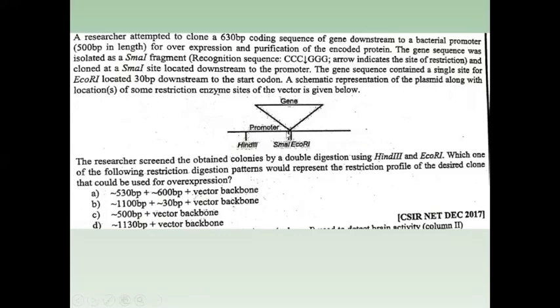This promoter, according to the question, is 500 bp in length, and this gene in total is 630 bp in length. Now the question is, if you double digest this using HindIII and EcoRI, what fragments would you get? For this, one hint is given: the EcoRI cutting site is located 30 bp downstream to the start codon.